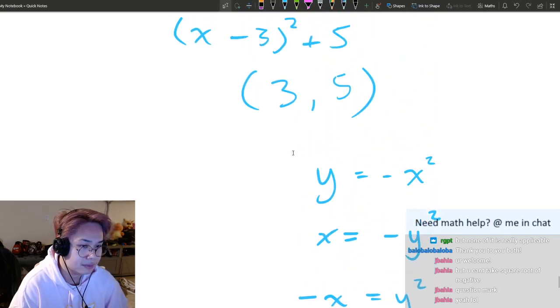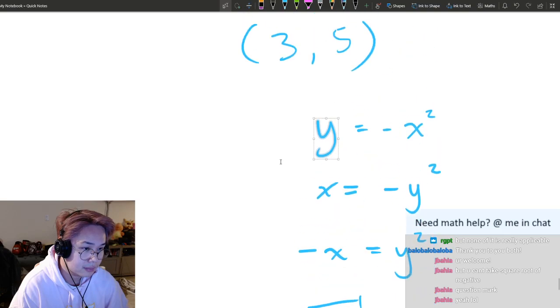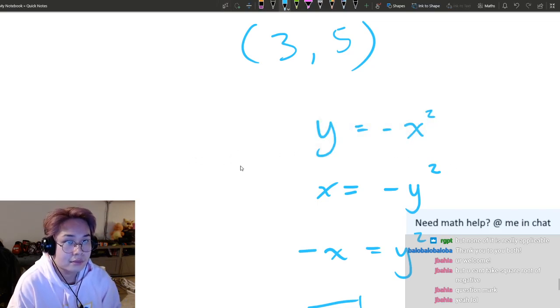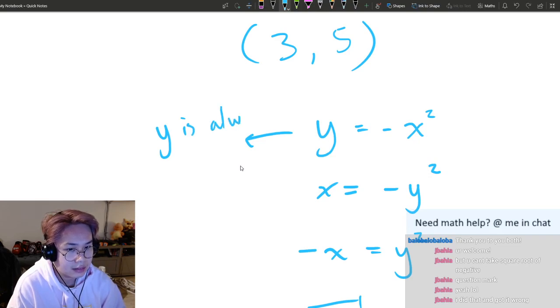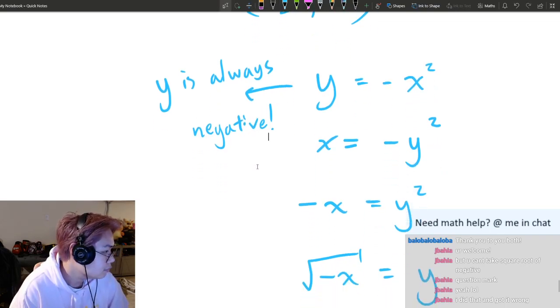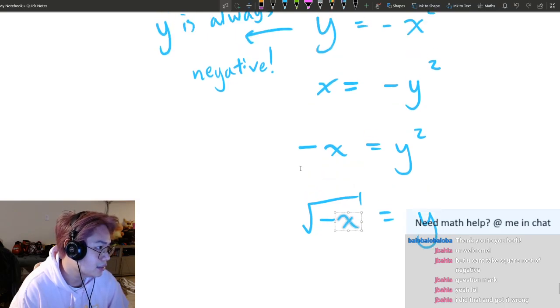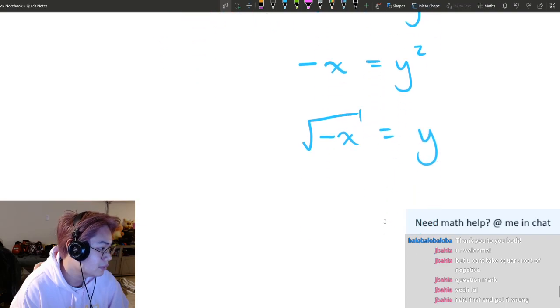Now here's the thing, if you were to look at this function right here, you need to consider the domain and range. And essentially, y is always negative. So that y is this x. So you need to have this negative in front of it to turn it into a positive value so that you can square root it. You did that and you got it wrong.